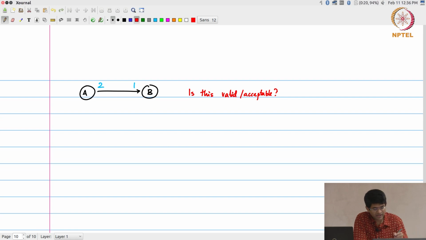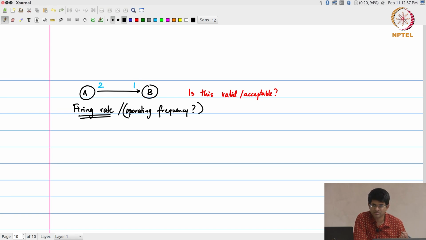Okay, what it means is that the firing rate, or operating frequency, is not exactly the right term; firing rate is actually the better way of understanding it. But one way you can think about it is that the rate at which the other node B is operating has to be higher than what A is operating at.